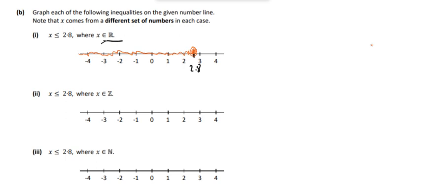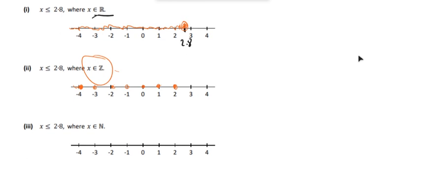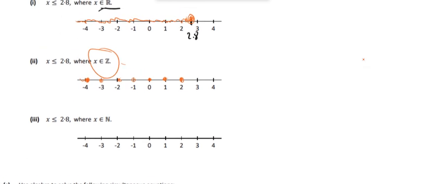Next one, x is less than or equal to 2.8, but it's an integer because of Z. Z means integers. So it can be plus or minus positive numbers. So less than 2.8 means it could be 2, could be 1 as well, it could be 0, it could be minus 1, minus 2, minus 3, minus 4. It can't be anything in between those, any fractions or decimals, because it's an integer. It has to be a whole number. So all them point dots should be shaded in.